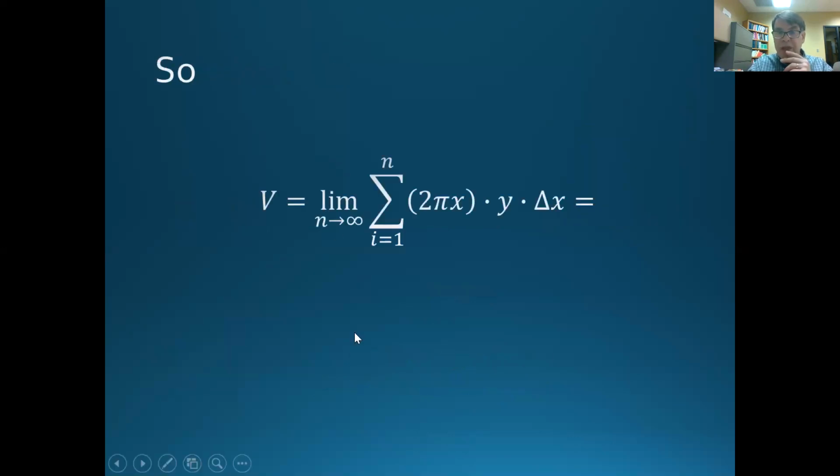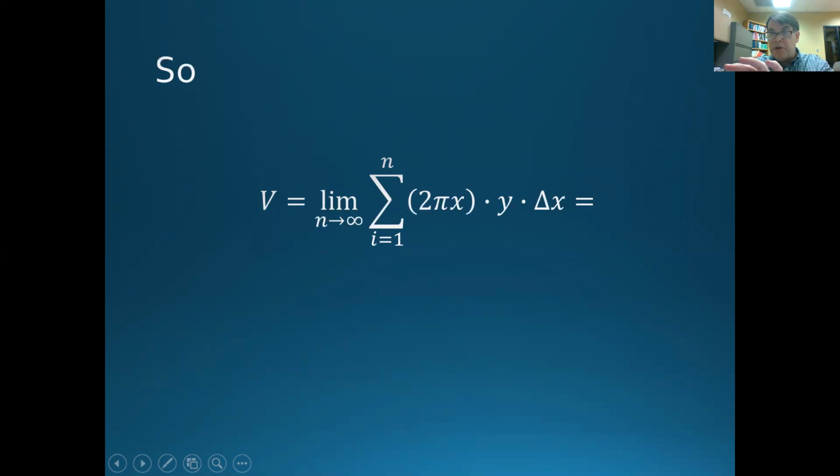Okay, so here's the general concept for this volume by cylinders. What we're going to do is take an infinite number of slices of cylinder, and the smaller each slice gets, that is, the smaller delta x gets, the more accurate the volume that we arrive at is going to be. So we're going to take infinite slices. So from i equals 1 to n, the limit as n approaches infinity of the sum of all the slices of 2 pi x, which is the circumference of every little cylinder slice, and then y is the height of every cylinder slice, which remember was x minus x squared, times delta x.